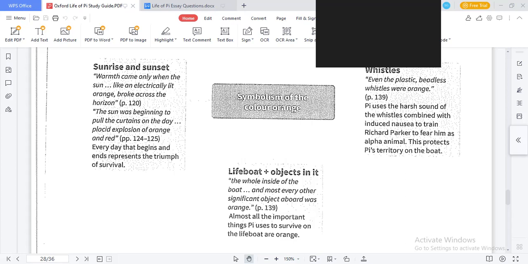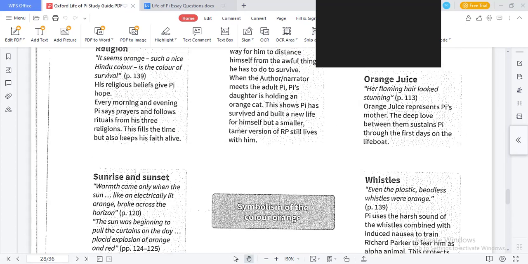The sun was beginning to pull the curtains on the day, placid explosions of orange and red. When you see that, you know what you are discussing. Every day that begins and ends represents the triumph of survival. Every day. Hope, remember, survival, hope and survival. That's what the color orange represents. Every day that begins and ends represents the triumph of survival.